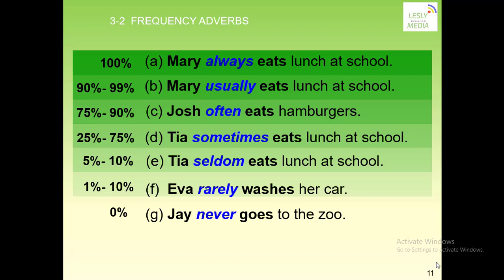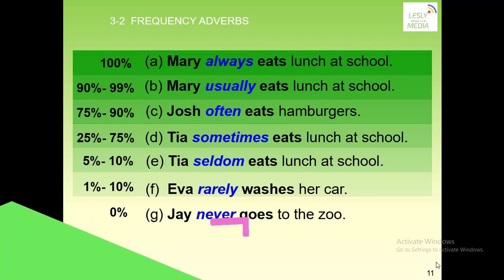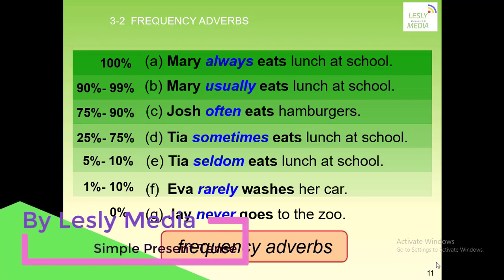And if you pay attention to every verb here, it ends with S. So if you use a frequency adverb, remember you have to put S at the end of the verb if the subject is she, he, or it. Okay? You get the point? Good. Let us continue. Okay, this is called frequency adverbs.